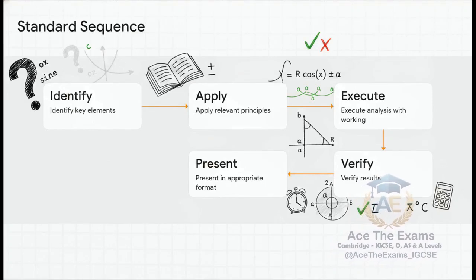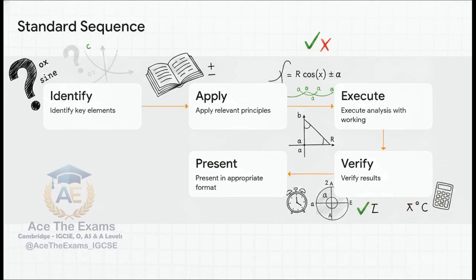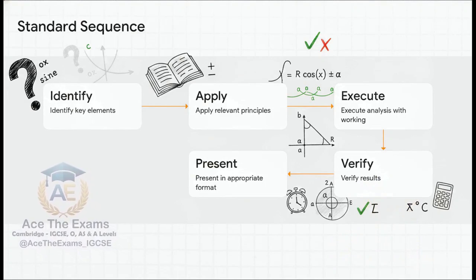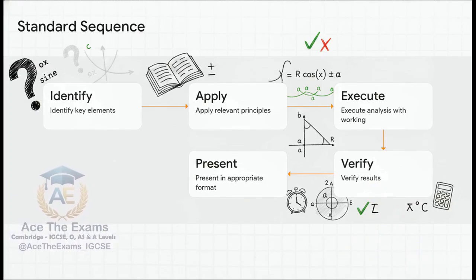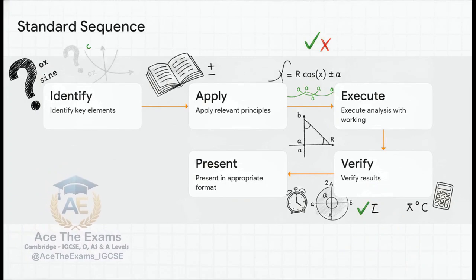Step 1. Identify key elements. Decode the command words. Are you turning it into a sine or cosine form? Is the identity plus alpha or minus alpha? Step 2. Apply relevant principles. Physically write down the correct compound angle identity from your memory or the formula booklet. Step 3. Execute analysis with clear working.